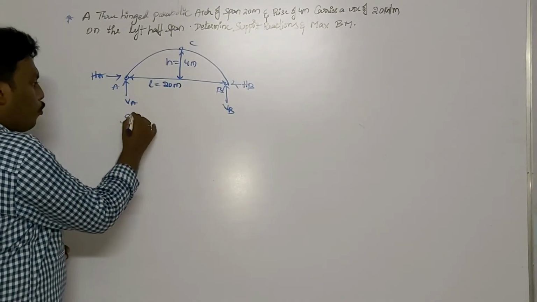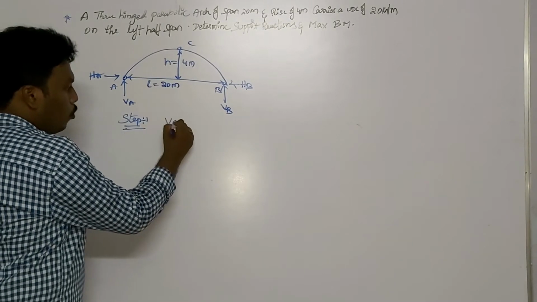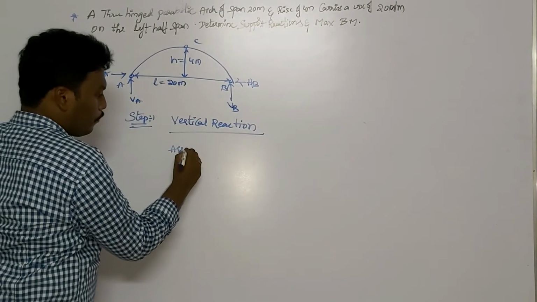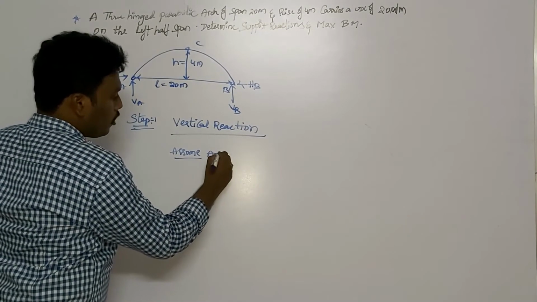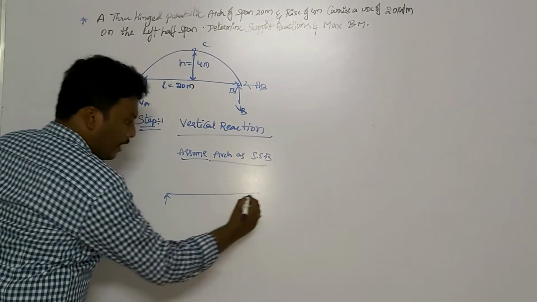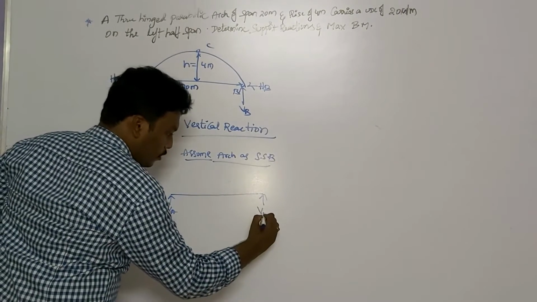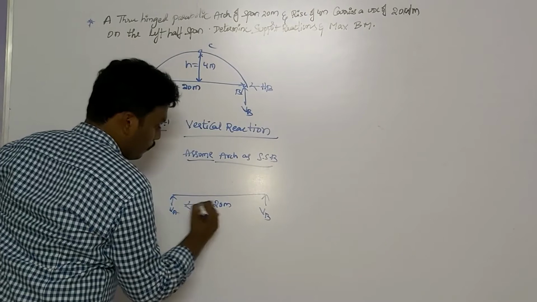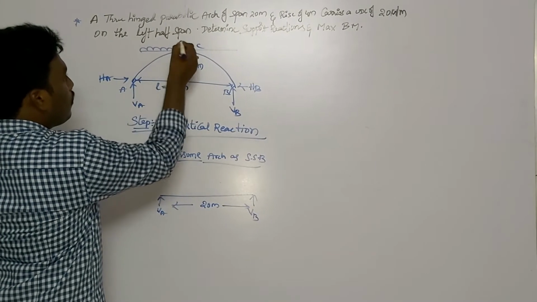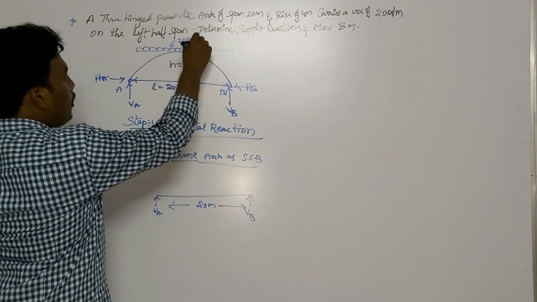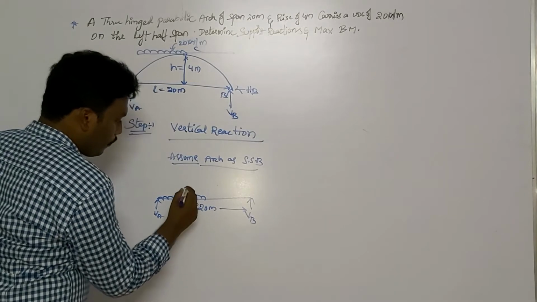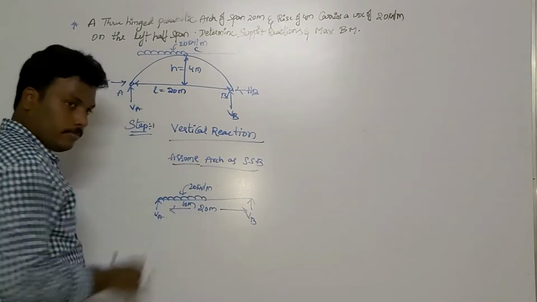So the same procedure. Step 1, to calculate vertical reactions. So again we need to assume arch as simply supported beam. Let us assume the arch as a simply supported beam again. So total span ఎంత ఇచ్చారు మనకి? This is VA and this is VB of 20 meters span, and represent the loading condition also. The left half of the span contains 20 kN per meter uniformly distributed load. So I am representing it here until 10 meters of 20 kN per meter. This is what the given question is.